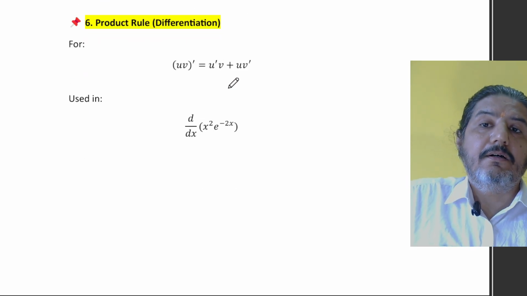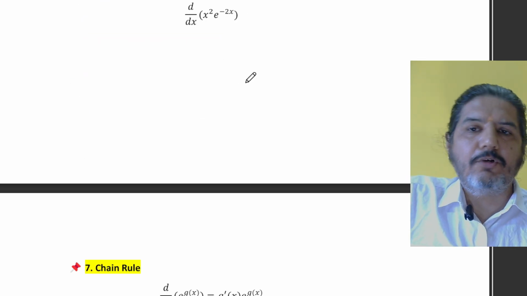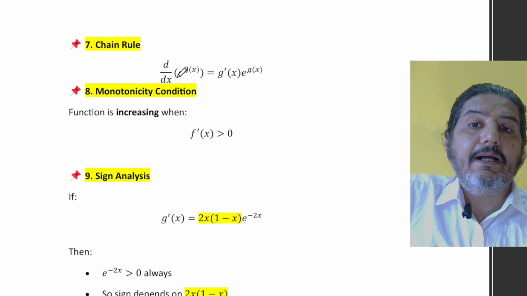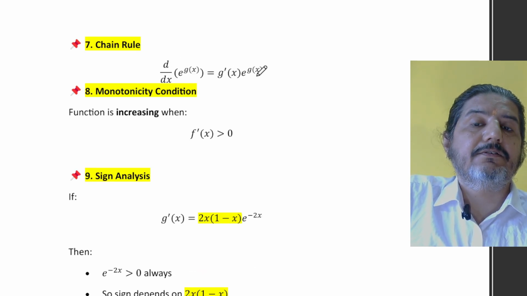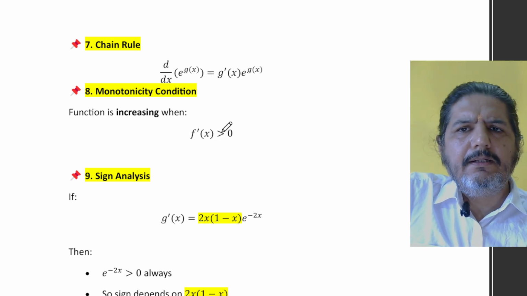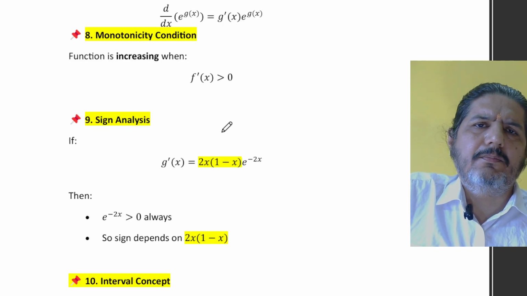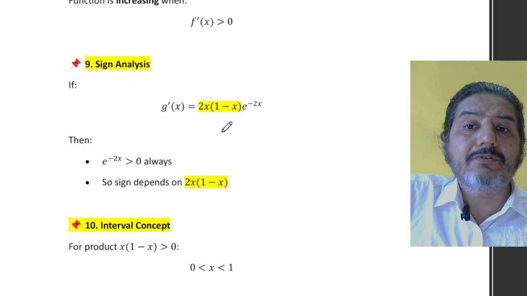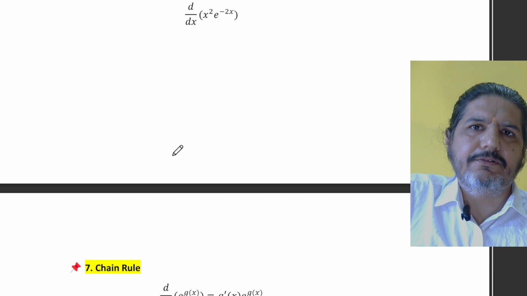Then for finding the differentiation, we use this formula also. We use the chain rule here. So d by dx of e raised to gx is g dash x into e raised to gx. Important formula that you should understand. And then we use the increasing function first differential test, easy. Then we use the sign analysis also, and then the integral concept.